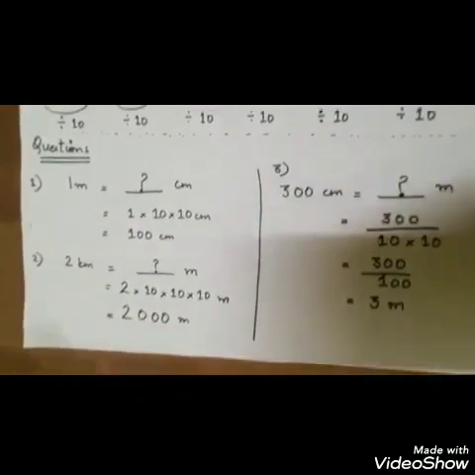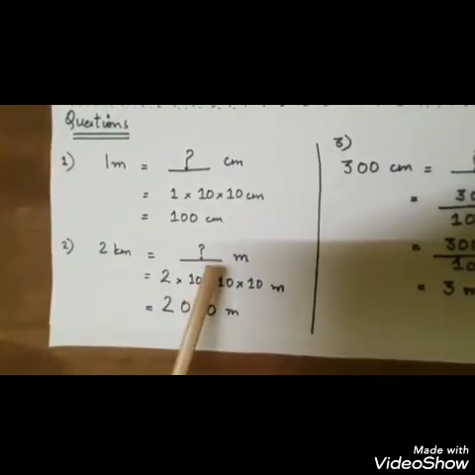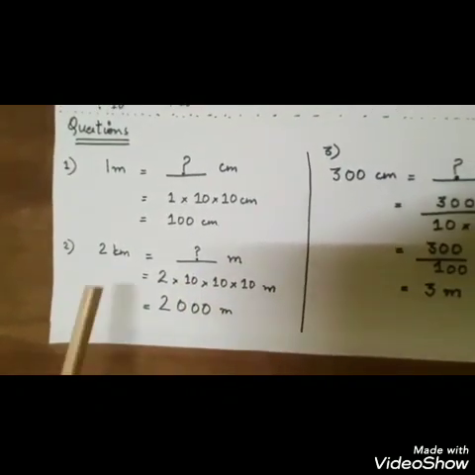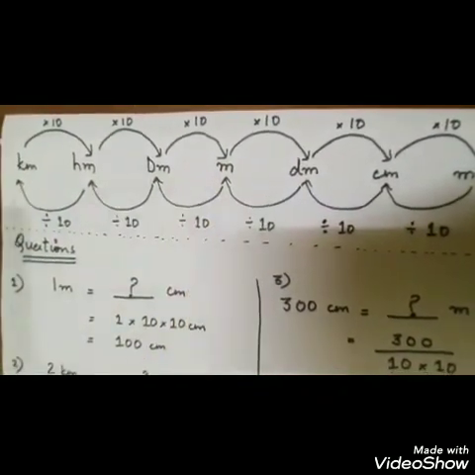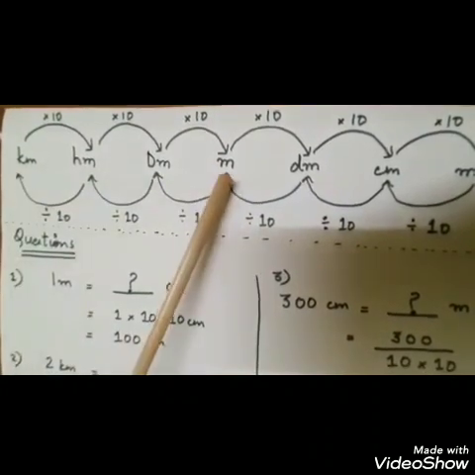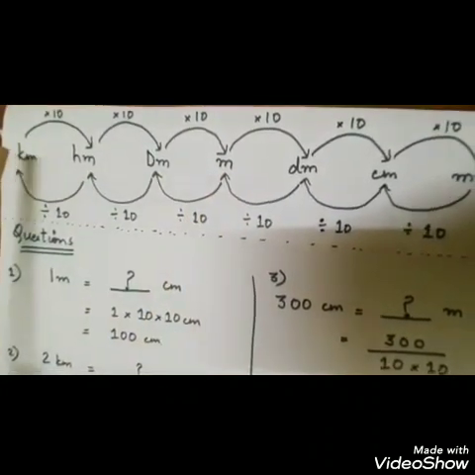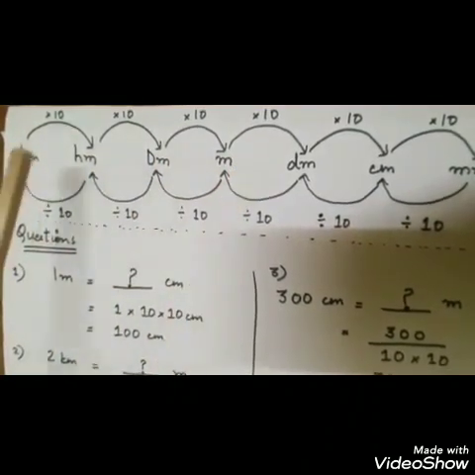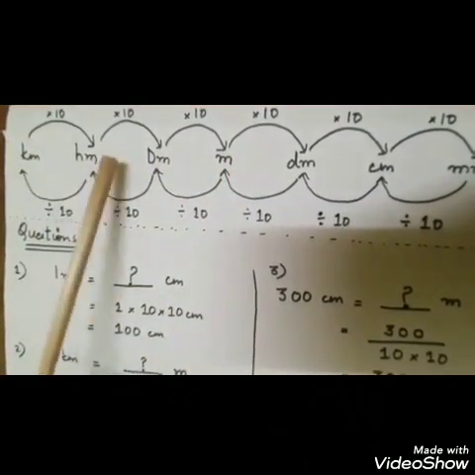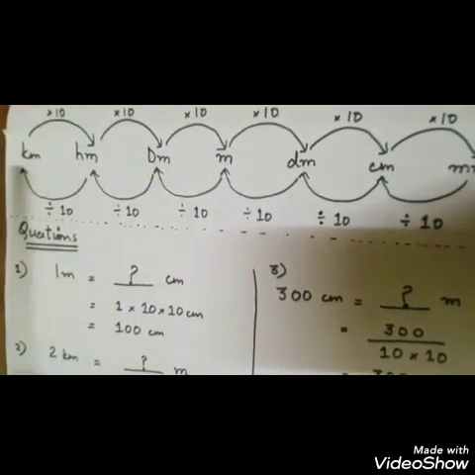Now come to our next question. 2 kilometer is equal to how many meters? Come back to this table. You see from this table, kilometer is a bigger unit as compared to meter. So we have to convert bigger unit to smaller unit. So whenever we are converting bigger to smaller, we always multiply.